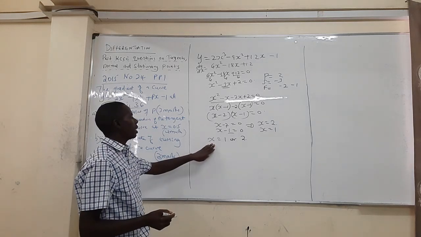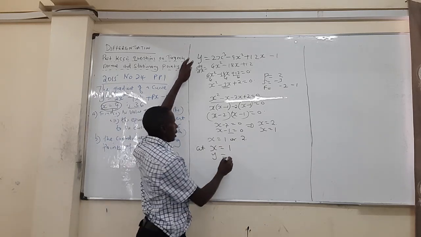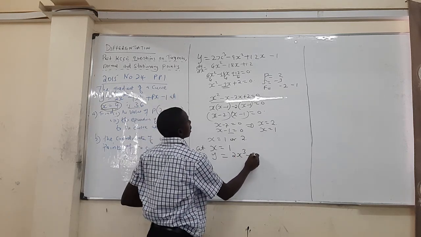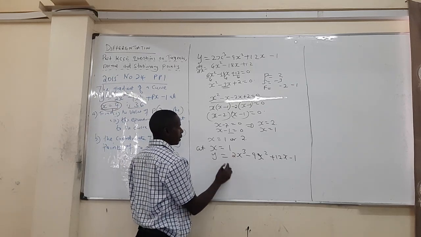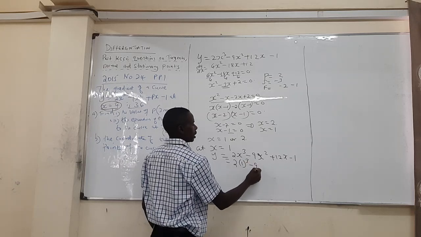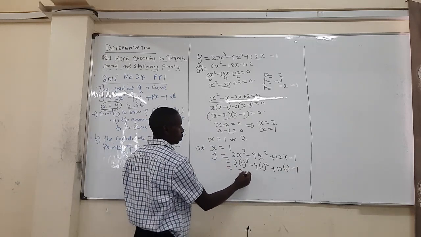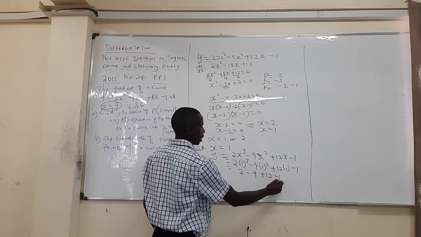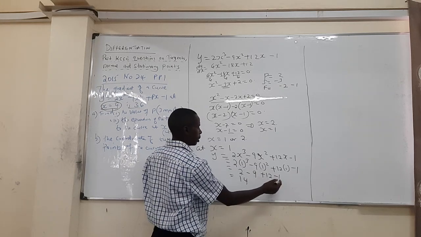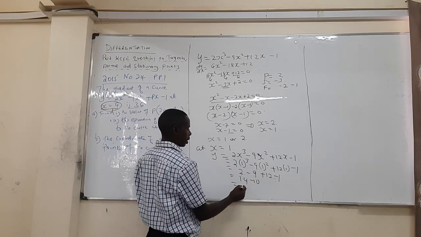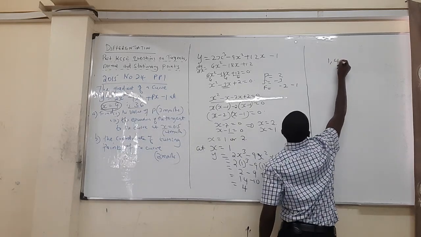Then we need to get the values of y at the two given points. At x equals 1, y will be, from our equation, 2x cubed minus 9x squared plus 12x minus 1. We substitute x with 1, so you get 2 times 1 cubed minus 9 times 1 squared plus 12 times 1 minus 1. This is going to be 2 minus 9 plus 12 minus 1. So 2 plus 12 is 14, then minus 9 minus 1 is minus 10. 14 minus 10 gives 4. So the first coordinate is (1, 4). That is where we have a stationary point.